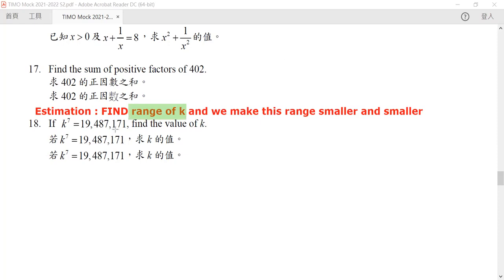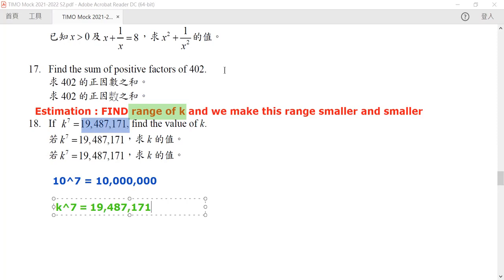So now, given this number, do you know what numbers which are a power of 7 will be bounding this 19 million number? Now I do know two numbers that bound it. The first number is 10 to the power 7. Now 10 to the power 7 is simple. It's just a 1 and seven 0s. Of course, this number will be smaller than our k to the power 7. But what does it tell you? It tells you that k must be greater than 10. If not, then k to the power 7 will not be greater than 10 to the power 7.